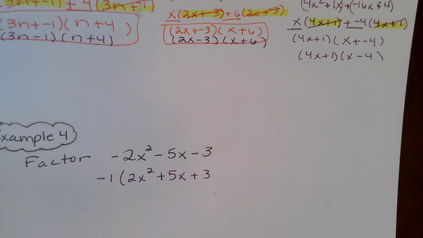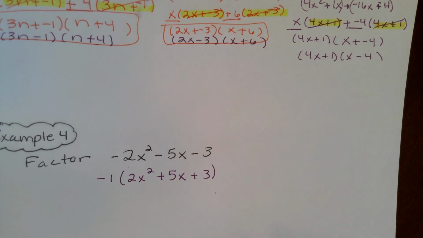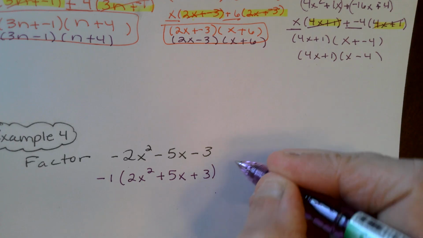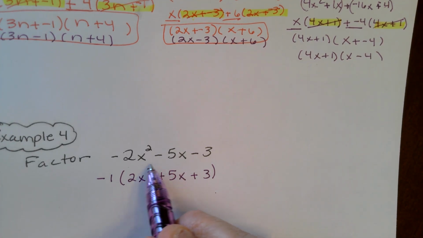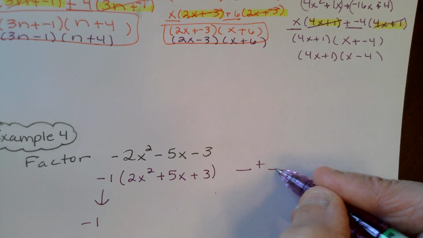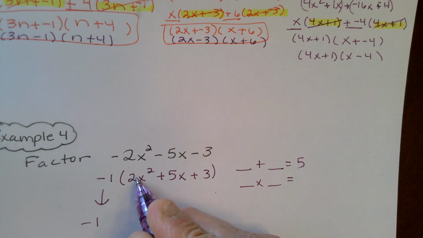So we can do that. Wait, I forgot my parenthesis. Okay, because then now we can do box 2, because we still have a number in front. It's just we got the negatives outside. So we're going to do box 2 for this inner part. This negative 1 is just going to float out front. Okay, so what plus what equals 5, and what times what equals 6.